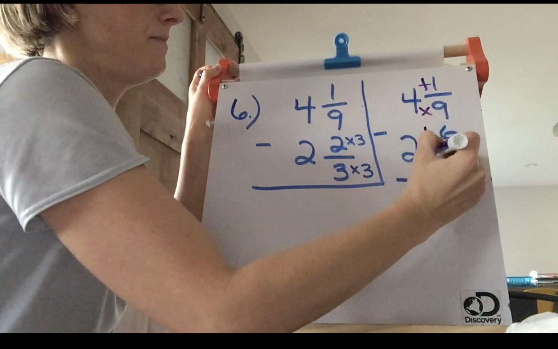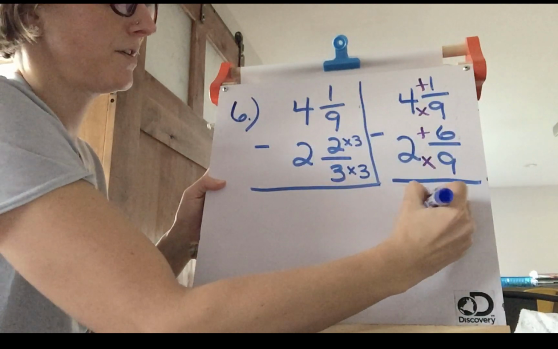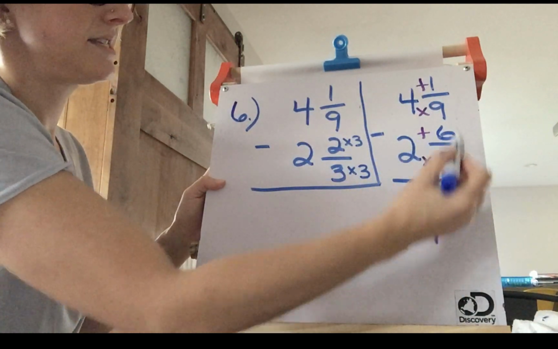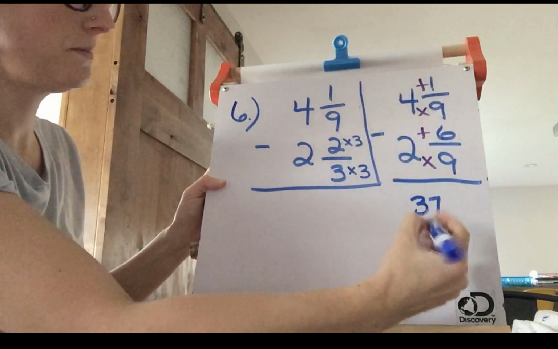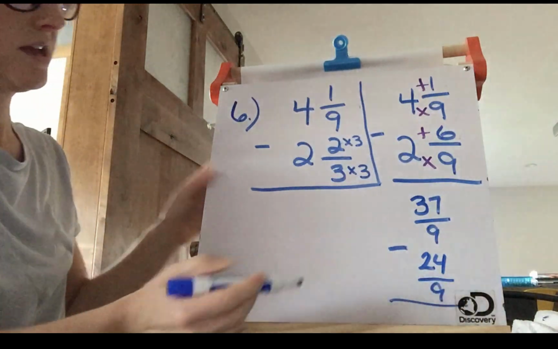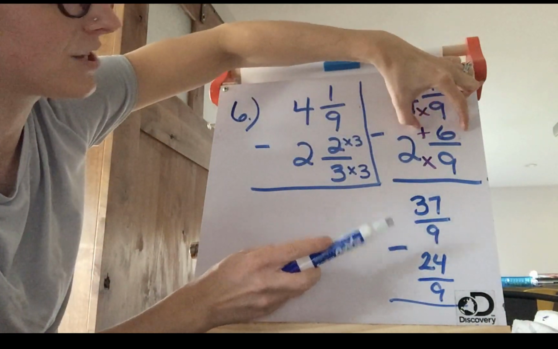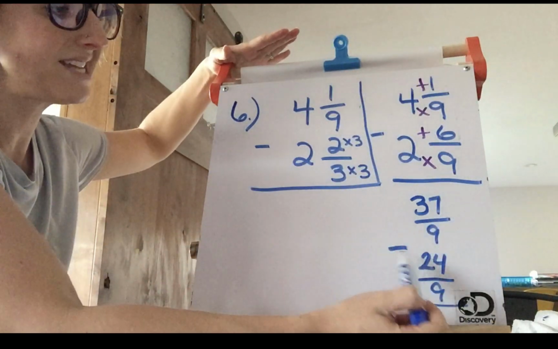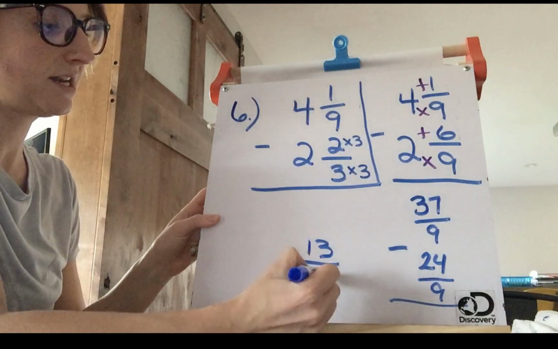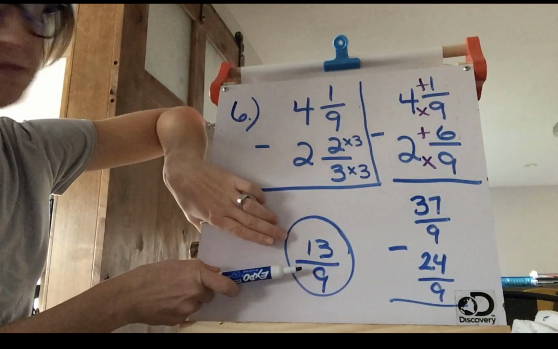So we do the Texas. 4 times 9 is 36, plus 1 is 37/9. Take away 2 times 9 is 18, plus 6 would be 24/9. Now I have like fractions. I've sucked that whole number up into the fraction part. I'm ready to go. 37 take away 24. What does that give you? 13/9. Now, this is my final answer, but before I say, yep, I'm done, I'm going to look.